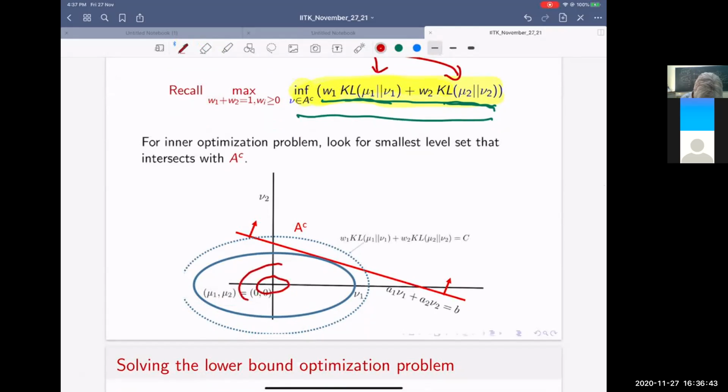Right? And I keep on expanding the level set, or maybe I start from outside first. So I have this level set. This is all these points in the A complement set. I want to minimize this level. I want to have the minimum value of this level set, right? So I'll take this large ellipse and shrink it until I just touch A complement. And that's my answer for the inner optimization problem. So is this clear?